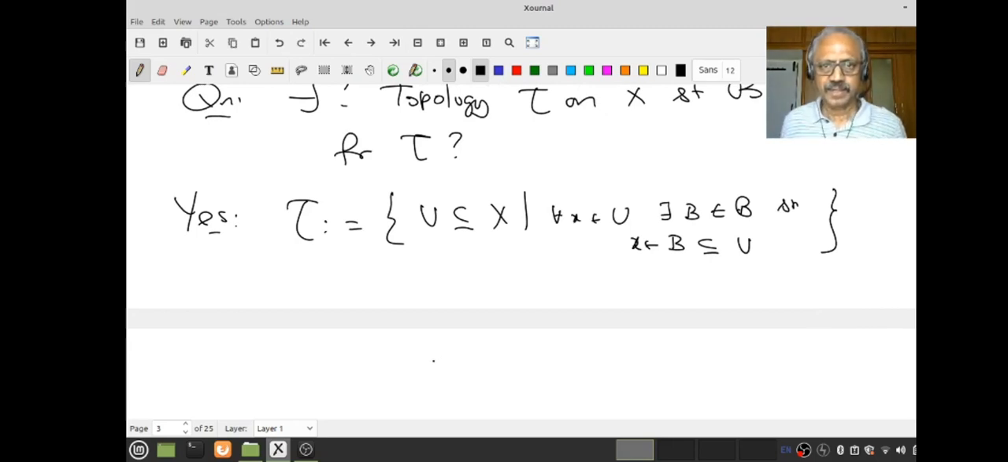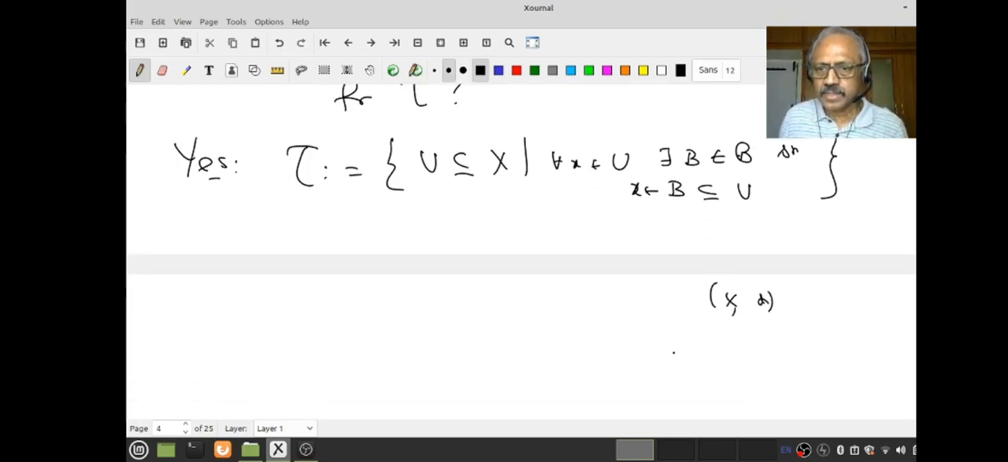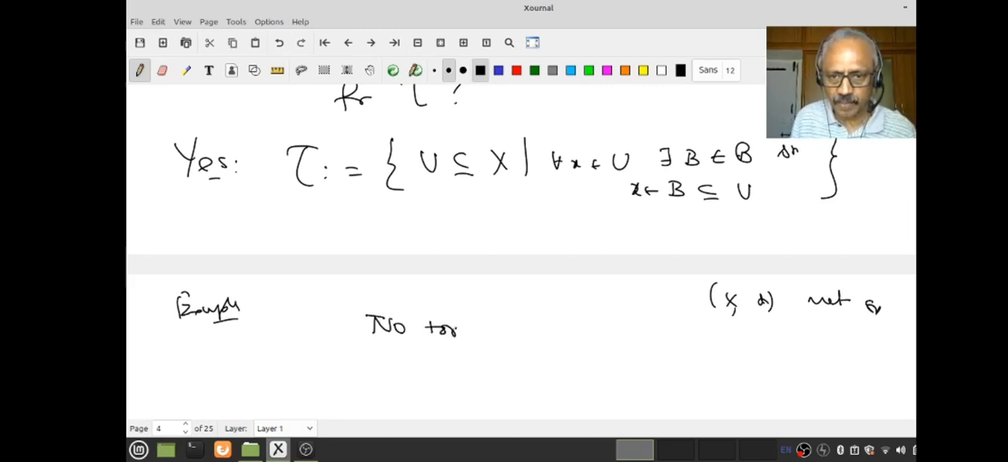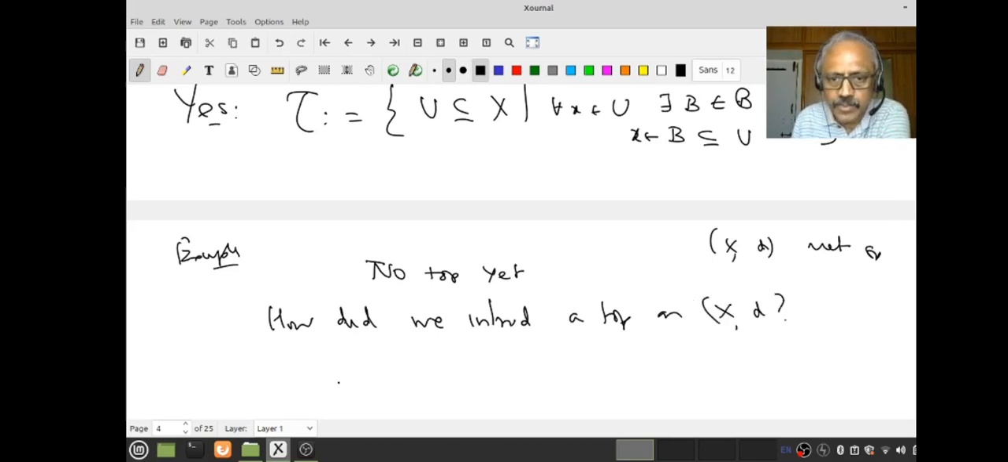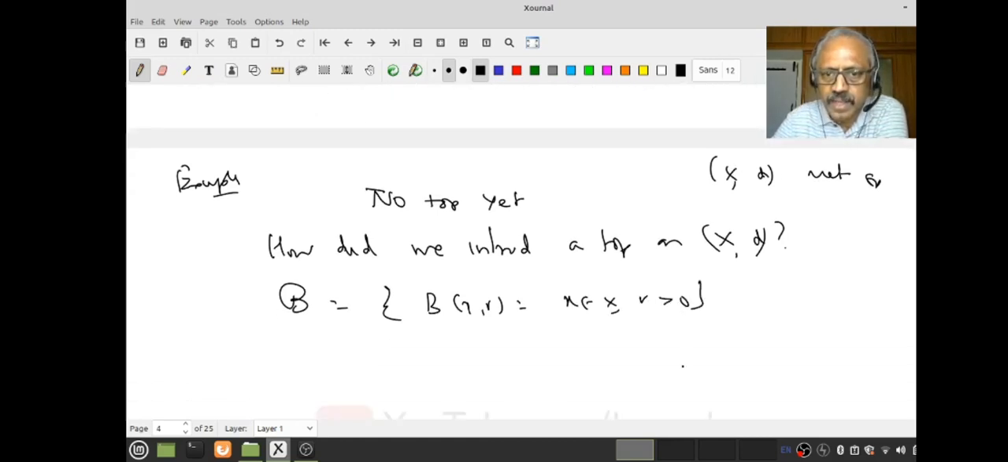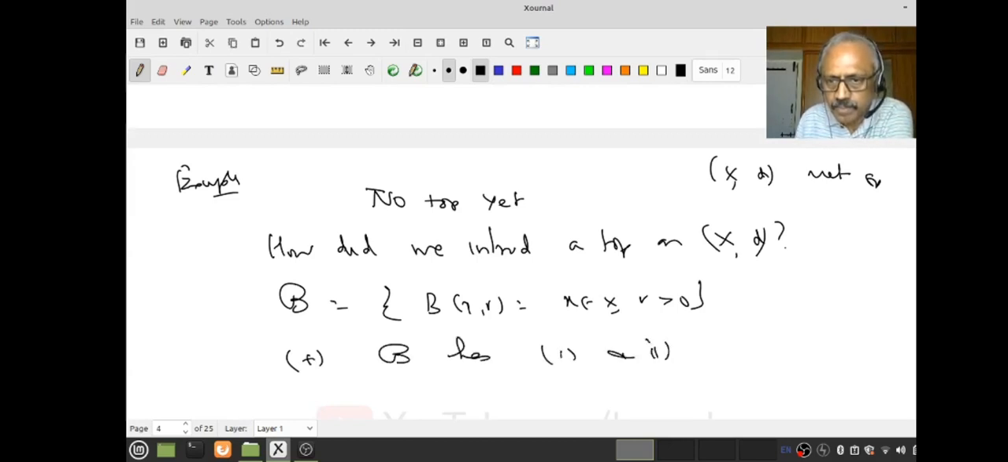Do you remember? If you had watched the first 4 videos, again you would remember. If (X, d) is a metric space, then how did I define it? There what I had was a concrete example. Now (X, d) is a metric space, and still I have not introduced any topology yet. Then how did I introduce the topology on X? What we looked at was this script B, which is the collection of all open balls. You understand? And then this had the property. We had 1 and 2. It enjoys both the properties.